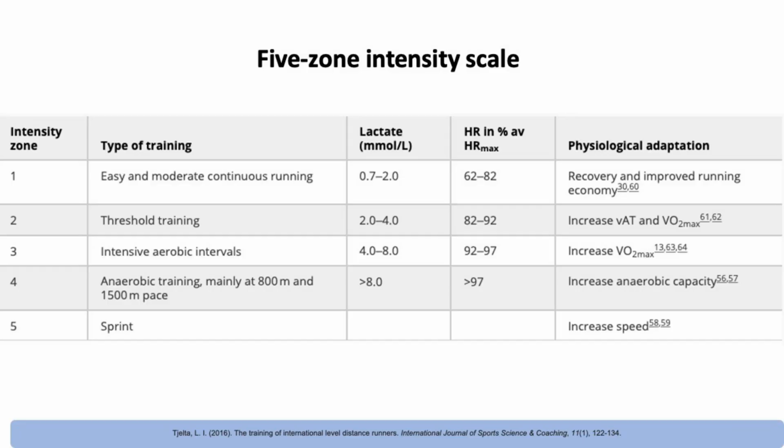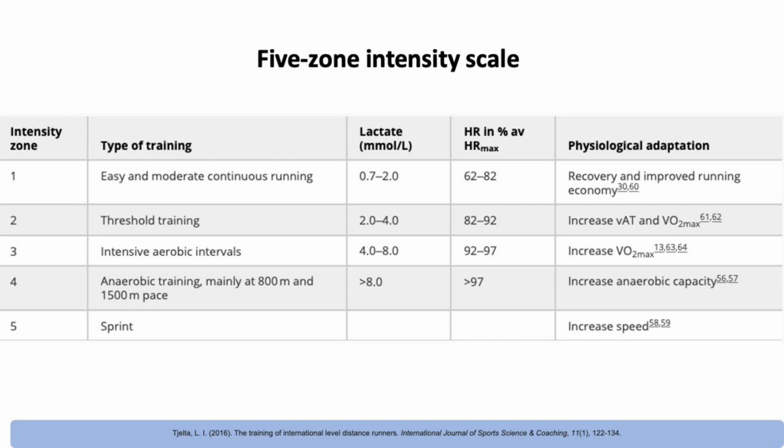Another way athletes keep track of their training is to record the intensity of their workouts based on zones. Ideally, these zones are based on physiological measures such as heart rate. One researcher outlined 5 zones when documenting the training practices of elite distance runners. Zone 1 equals easy and continuous running at 62 to 80% of maximal heart rate. Zone 2, threshold training, 82 to 92% of maximal heart rate.